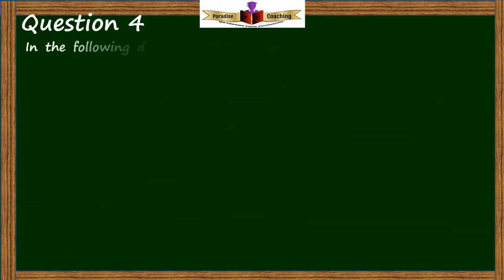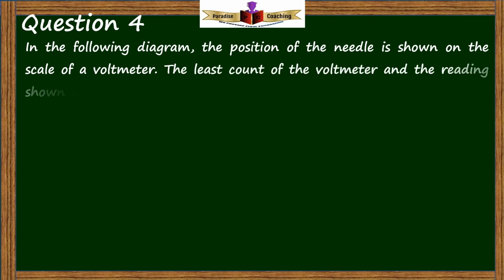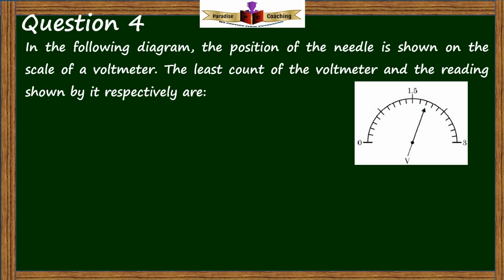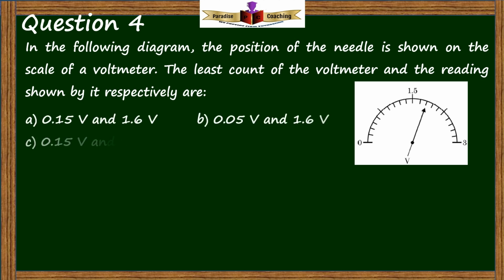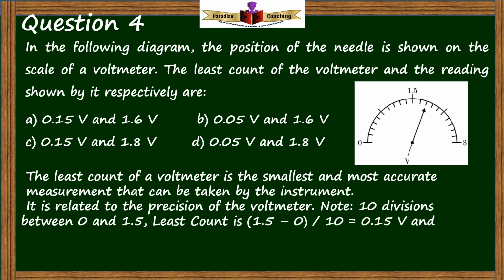Question 4. In the following diagram, the position of the needle is shown on the scale of a voltmeter. The least count of the voltmeter and the reading shown by it respectively are. Here are the options. A. 0.15 volt and 1.6 volt. B. 0.05 volt and 1.6 volt. C. 0.15 volt and 1.8 volt. D. 0.05 volt and 1.8 volt.